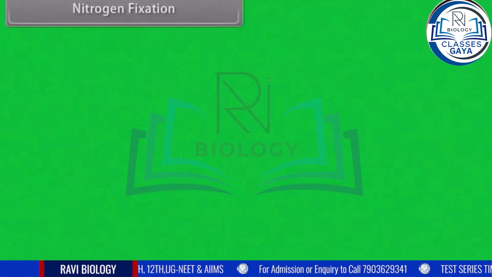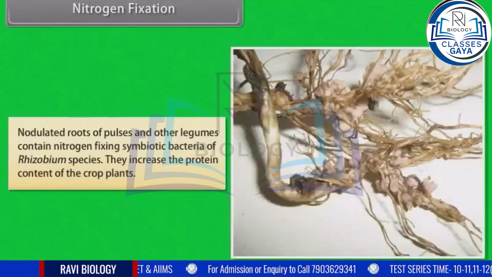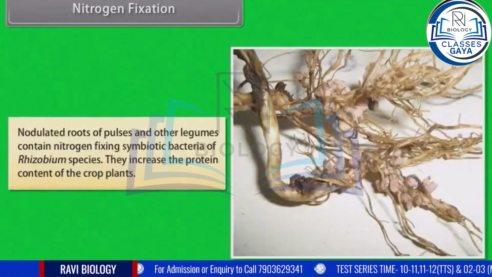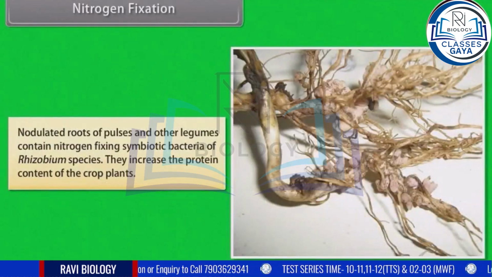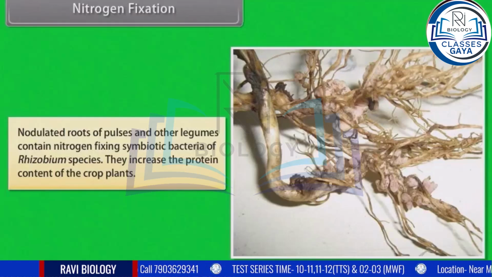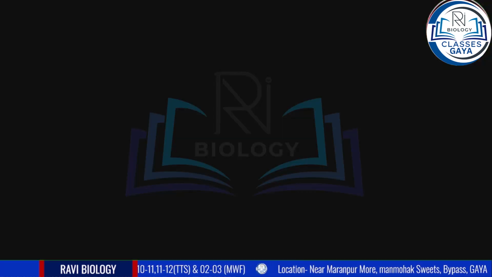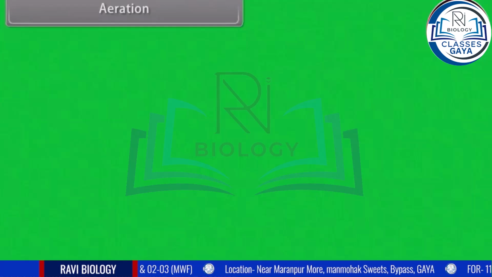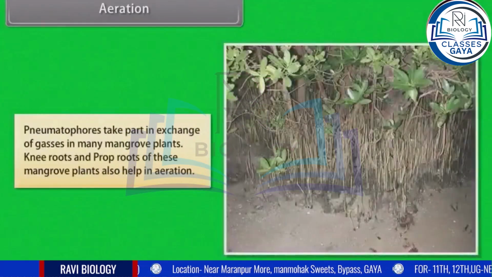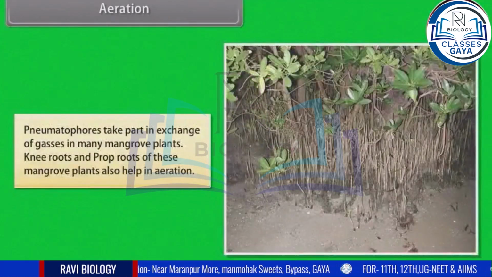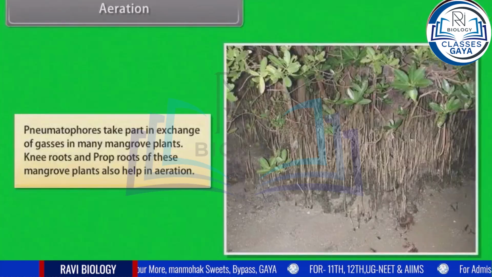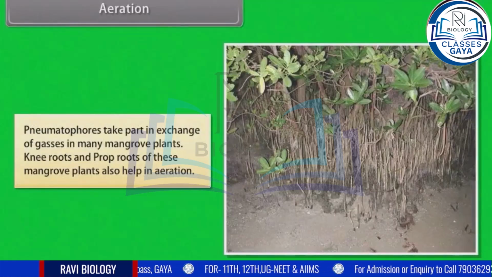Nitrogen fixation: nodulated roots of pulses and other legumes contain nitrogen-fixing symbiotic bacteria of Rhizobium species. They increase the protein content of the crop plants. Aeration: pneumatophores take part in exchange of gases in many mangrove plants. Knee roots and prop roots of these mangrove plants also help in aeration.